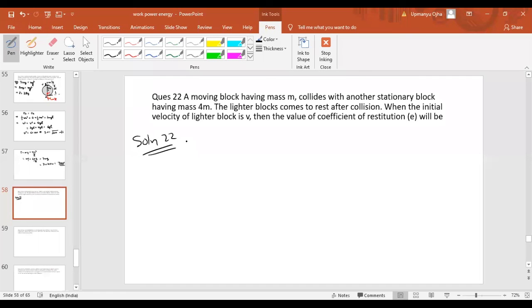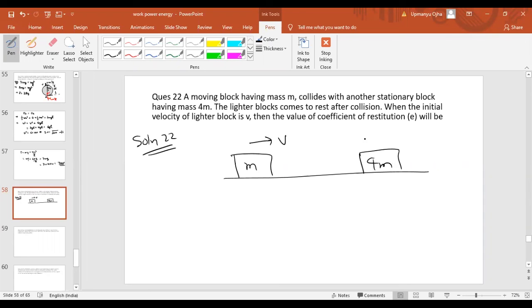A moving block of mass m collides with another stationary block of mass 4m. So if you draw here, this is the block of mass m. It collides with the stationary block of mass 4m. Let us suppose the initial velocity was v. It collides with the block of 4m which was at rest, meaning its velocity was 0 there.